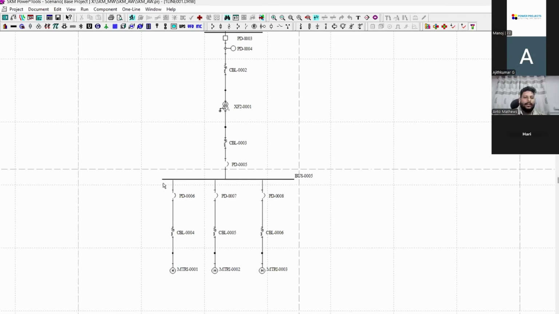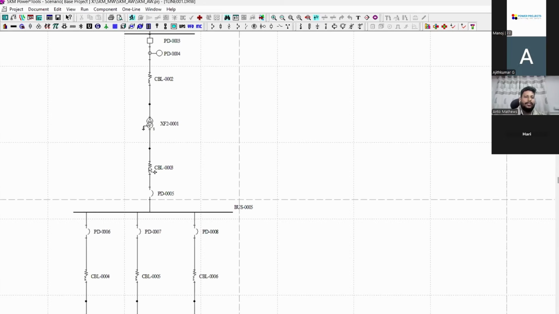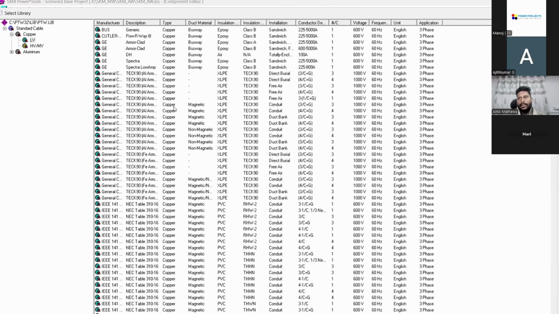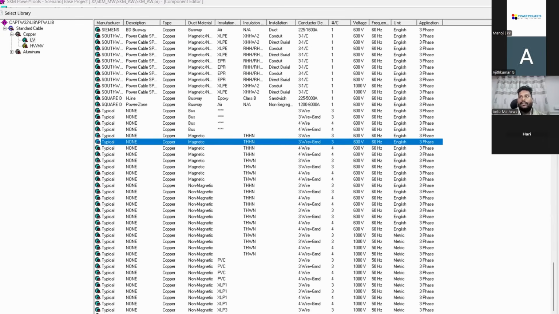After this, I have to model a cable. What I will do is again go to the component editor. In the library, I'll be picking from LV, the 1 kV voltage, which is a 1000 volt system, with a 3 core cable plus ground. I'll be using the copper.